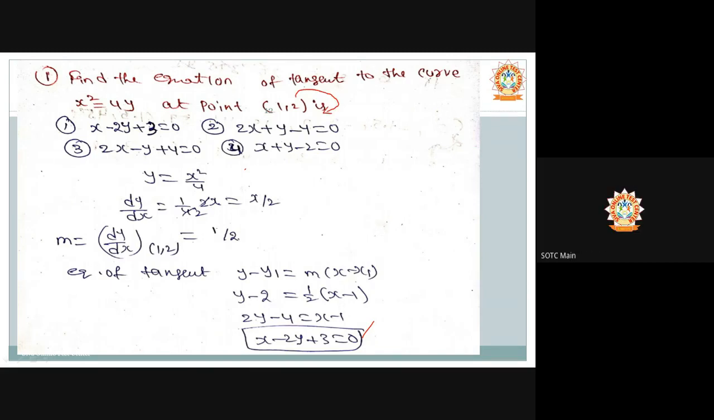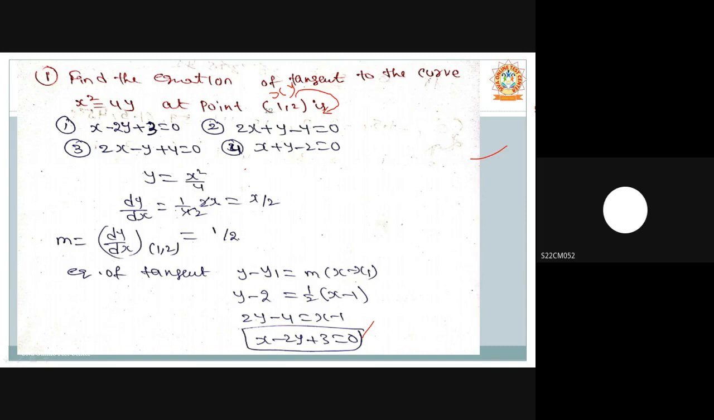So this is one way to solve the question, by taking the formula. The second way is by substituting the point in the given options. Then also you will be able to get the answer, right? Here we have the point (1, 2) and four options. Substitute x as 1 and y as 2. Tell me which option is satisfying that condition.